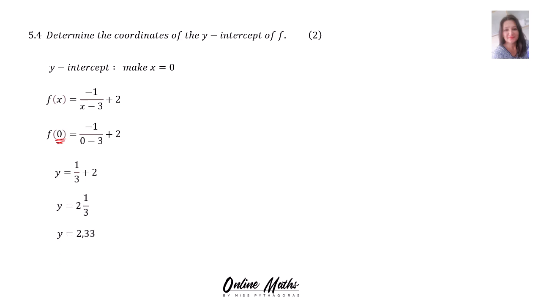Or you can write it as 2,33, and then again the question said they wanted the coordinate, so you have to write your answer in coordinate form. Where are the marks for making x 0 and for finding y's value? 2 marks coming your way.